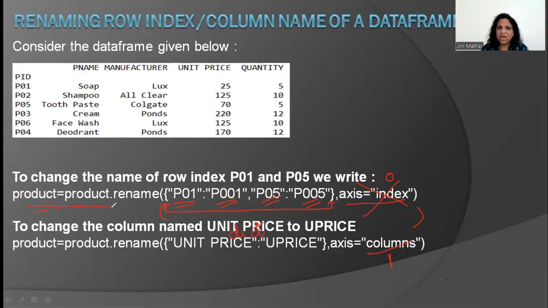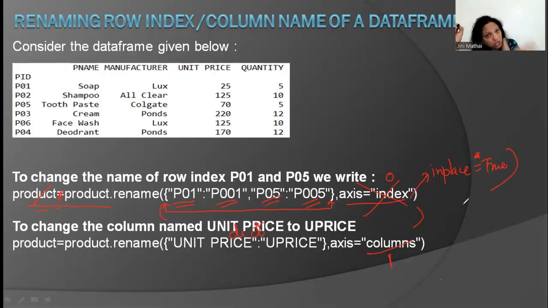So product initially had unit price. You renamed it to U price. You got a new data frame. And I stored that same thing back into the data frame object called product. So product got updated. Instead of doing that, instead of writing product is equal to, I could have just written this and added one more parameter saying inplace is equal to true. Sorry, no quotes. What would this mean? That the renaming is happening with the original data frame itself. It's not giving me a new data frame.